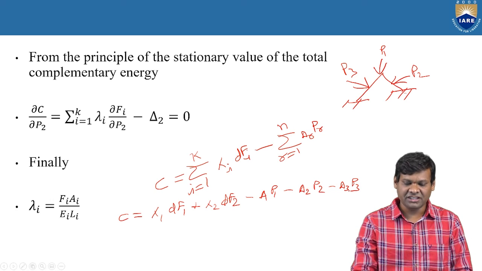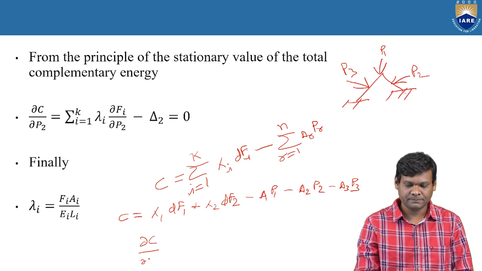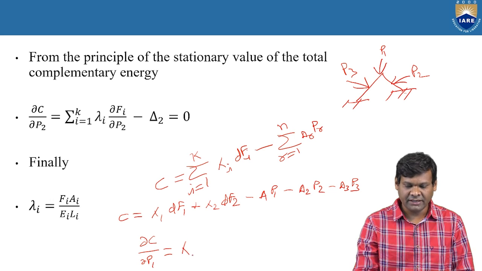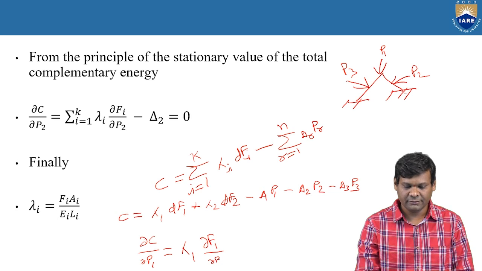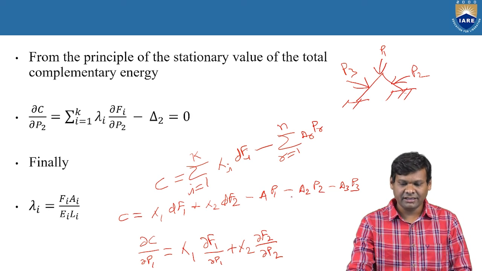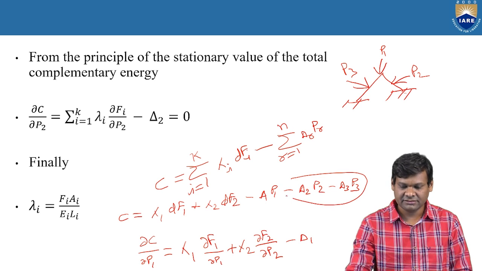Now, if we differentiate this C with respect to some load, let us say load P1, dou C by dou P1, what we get is lambda 1 dou F1 by dou P1 plus lambda 2 dou F2 by dou P1, and finally minus delta 1. All the other terms have vanished here.